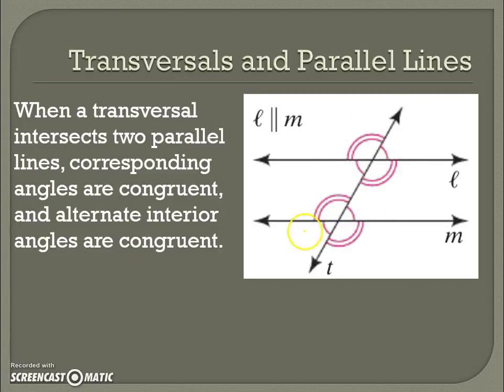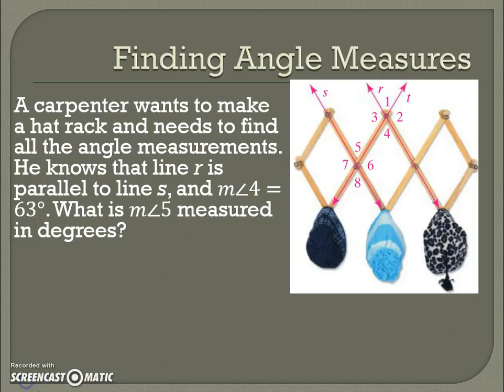So there's a lot of things that happen in the pair of parallel lines that is cut by a transversal. So again, make sure you have all of that copied down. So we could use that information to find angle measure. It says a carpenter wants to make a hat rack and needs to find all the angle measurements. He knows that line R, this one, is parallel to line S, which is this one.